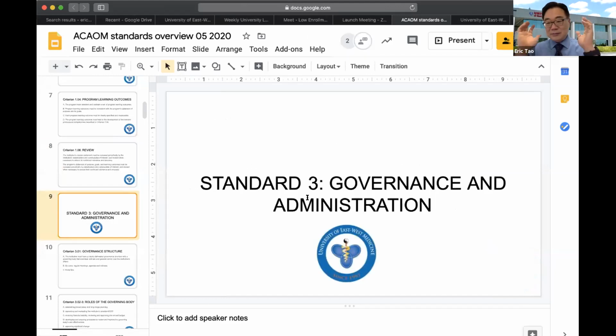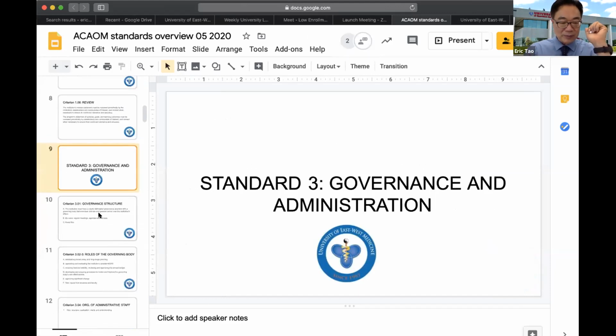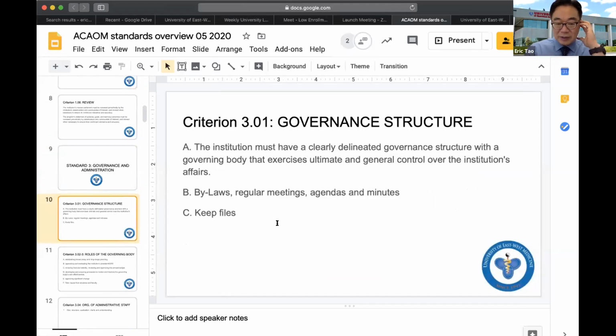Okay, the next one is governance and administration. Again, this is an overview, so I keep it short. So for governance structure, we have to have a clearly delineated governance structure. That's our board of trustees, and they are ultimately in control, okay?